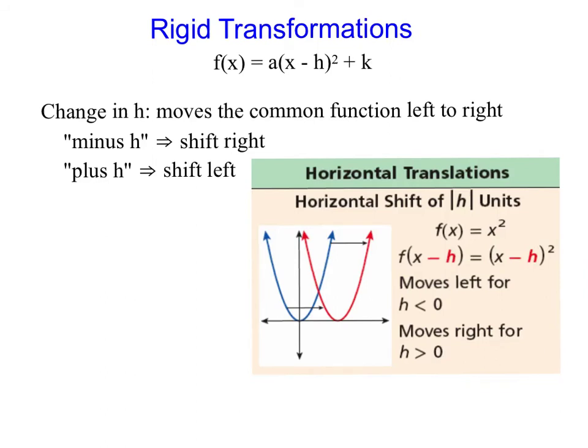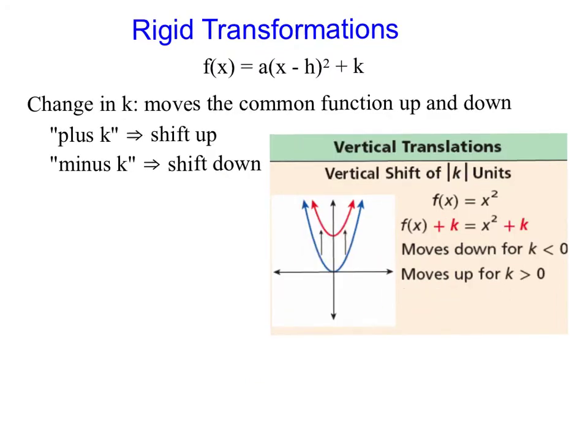Now we're going to look to see what happens to this if the h value, this point right there, is something other than 0. For example, what happens if it is a minus h? Well, if it is a minus h, then it shifts to the right. In other words, that parabola is going to go here and it's going to shift to the right. Okay, now, what if it's a plus h? If it's a plus h, then it's going to shift to the left. Go ahead and pause that and put that in your notes.